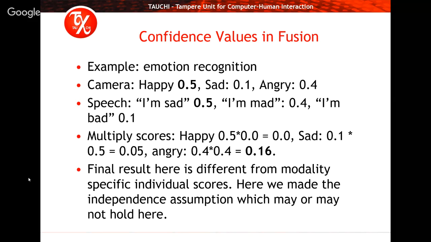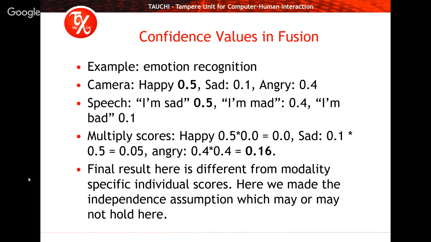But here is a simple example of what confidence scores in fusion might be. In this case, let's think of emotion recognition, where we have a camera looking at the user's face, and from the camera image we are trying to recognize the user's emotion. The system says that, okay, the user is happy. This is the most likely result, 0.5 confidence. User is angry, 0.4, or user is sad, 0.1. Might be sad, but not very likely at this moment.